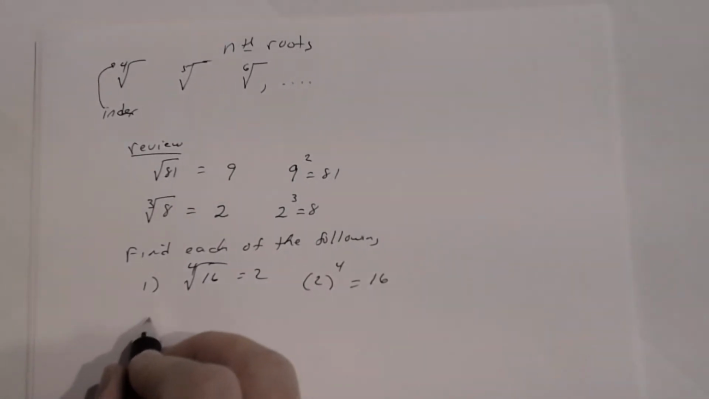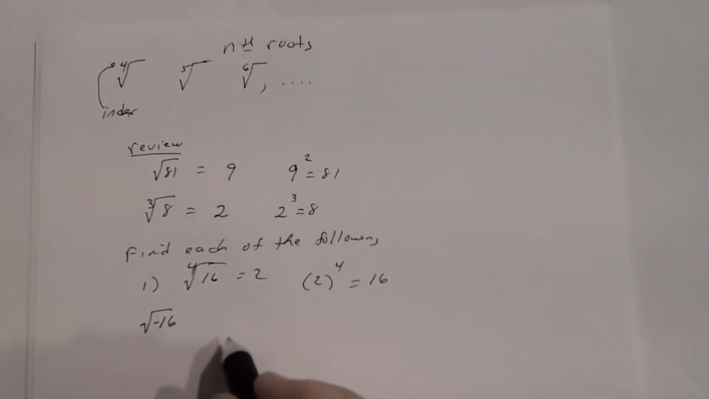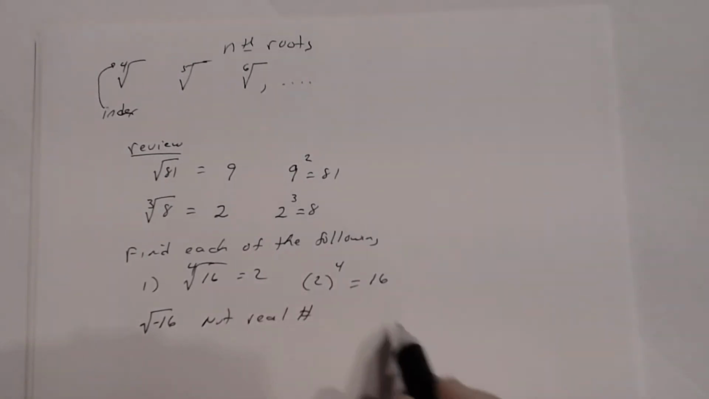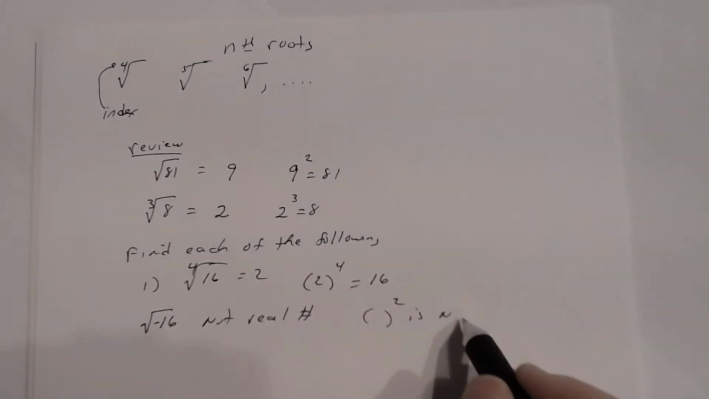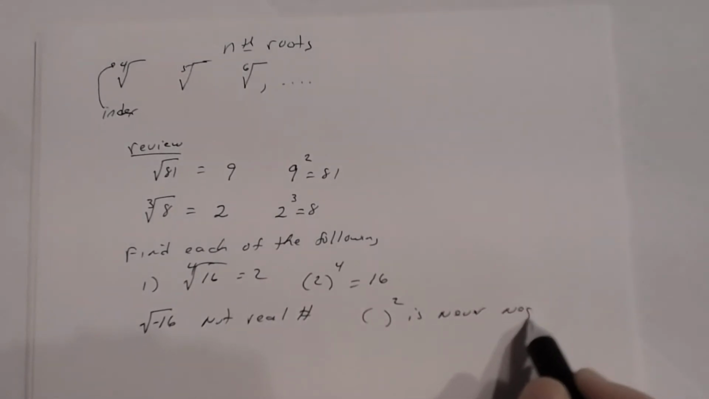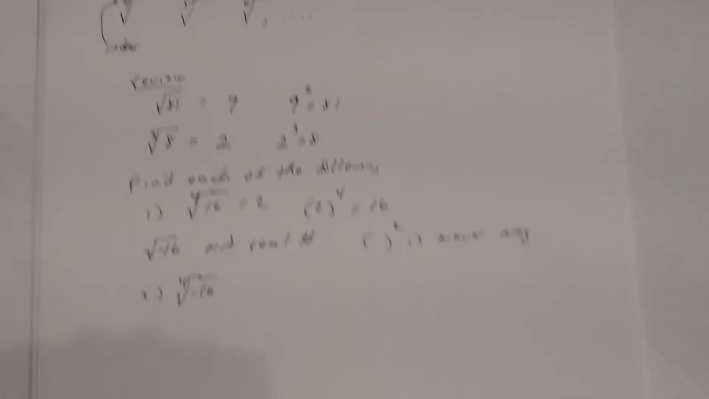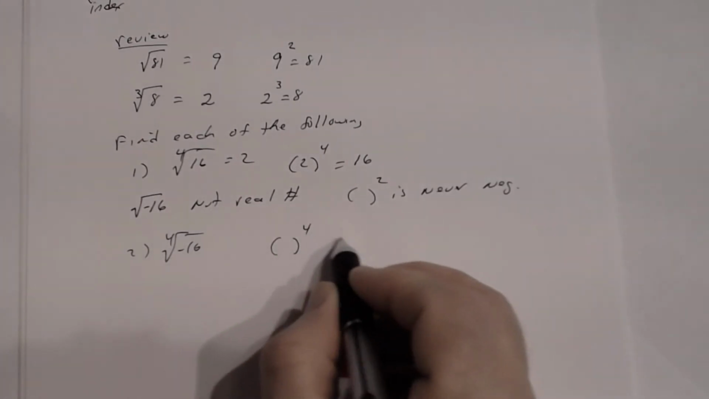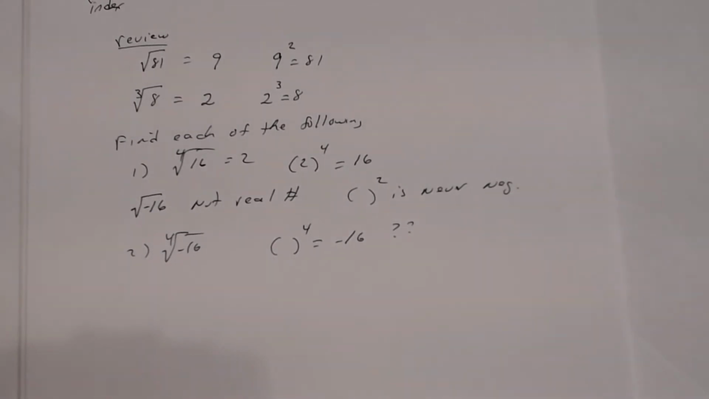All right, what about this though? Remember in a previous lesson we looked at the square root of, let's say, negative 16, and we saw that that was not a real number. We knew this was not a real number because a number squared is never negative. Well, what about number 2, the fourth root of negative 16? What do you think? Is there a real number raised to the fourth power that's negative 16? Does that exist? You may say, well, what about negative 2?